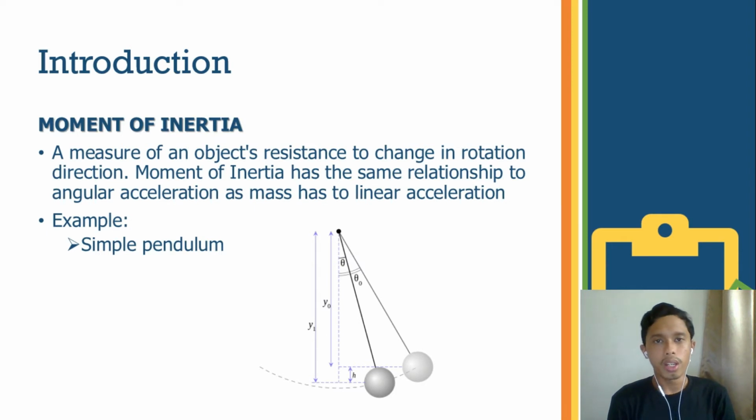Next, the moment of inertia. A measure of an object's resistance to change in rotation direction. A moment of inertia has the same relationship to angular acceleration as mass has to linear acceleration. The example where we can see the moment of inertia is the simple pendulum, because the simple pendulum has resistance to the rotation caused by gravity. Mathematically, the moment of inertia of the pendulum is the ratio of the torque due to gravity about the pivot of a pendulum to its angular acceleration about the pivot point.